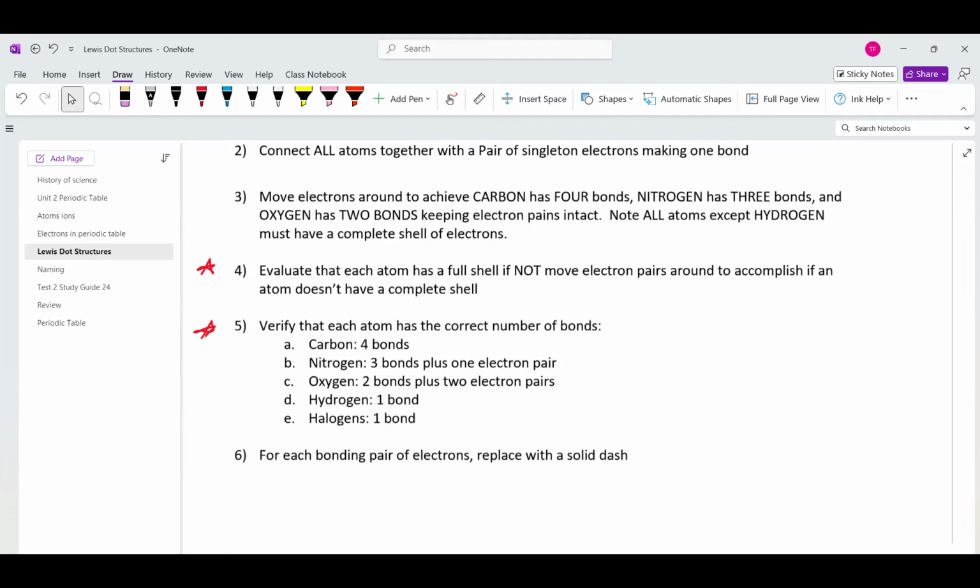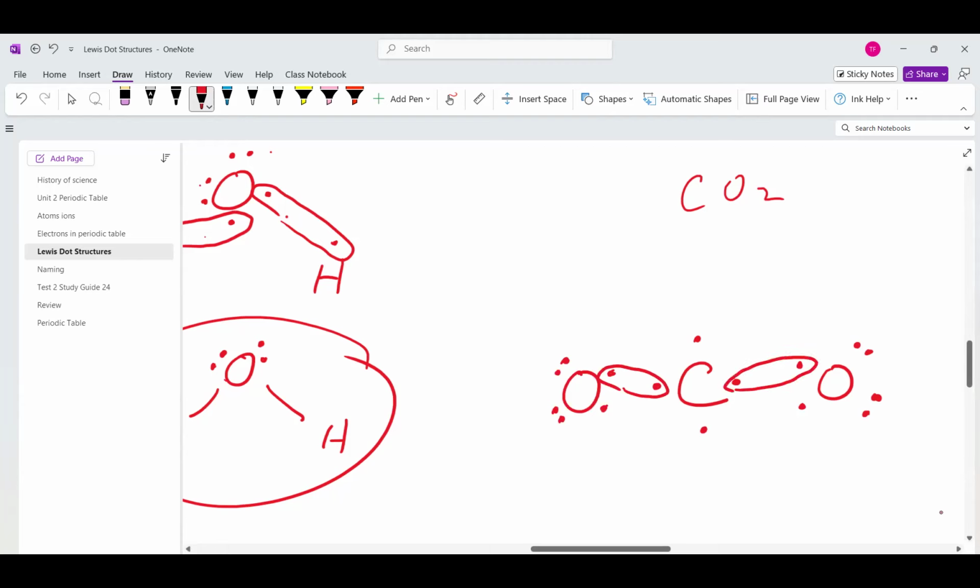Step 2 is to make a single bond to each atom, connecting up singletons now. And once you do the one bond, you ask yourself, are there any singletons unbonded? Yes. They have to all be bonded. So the next step is to just continue bonding.